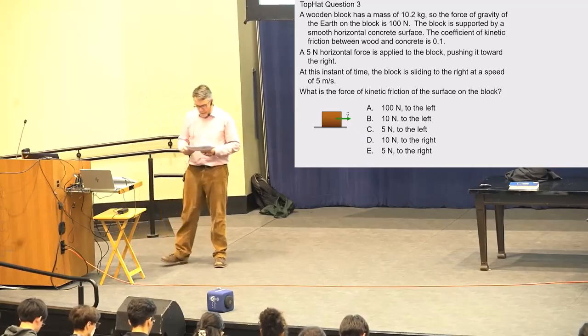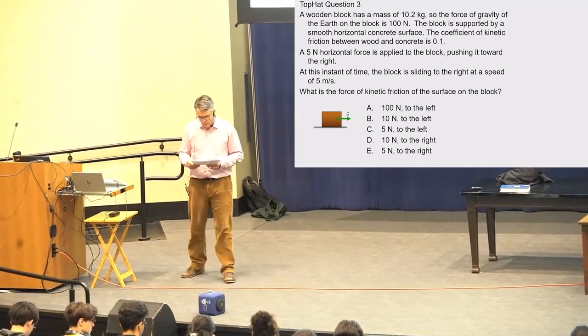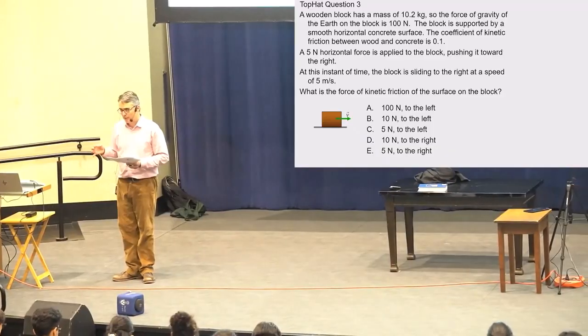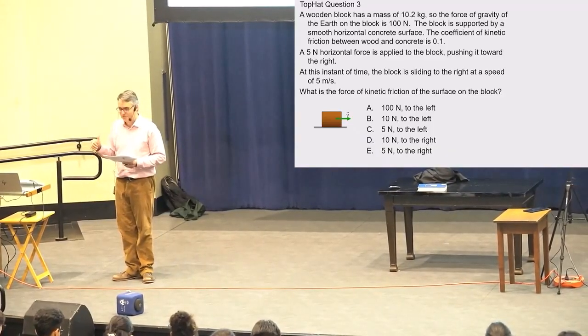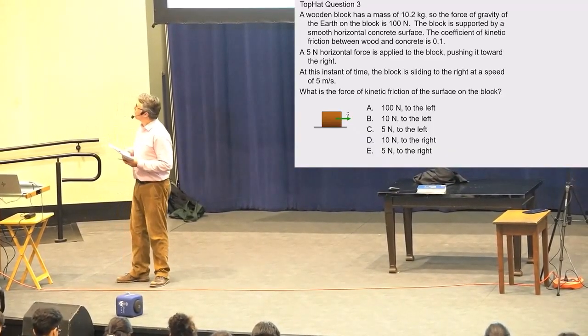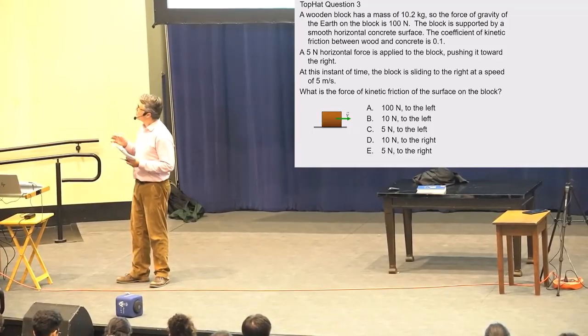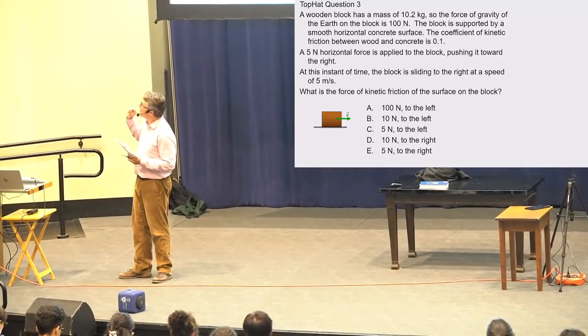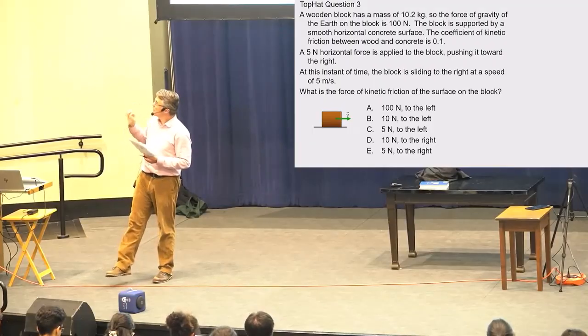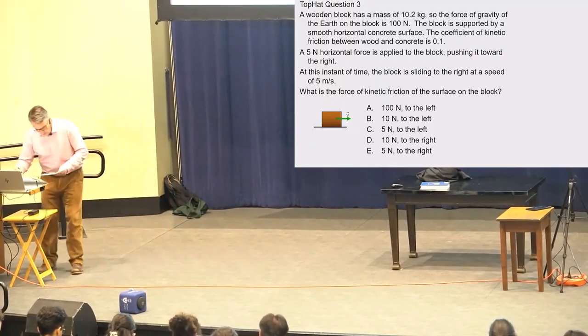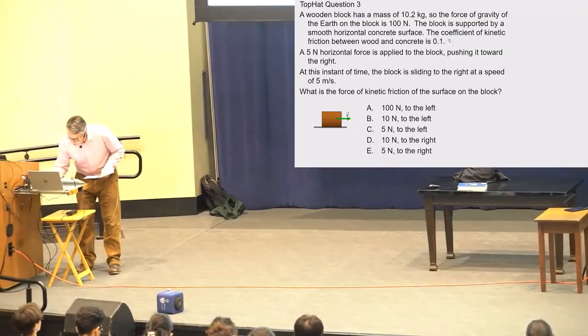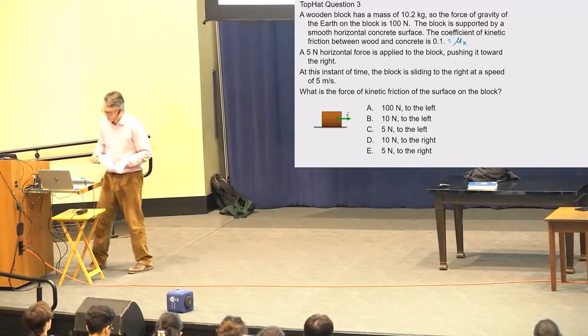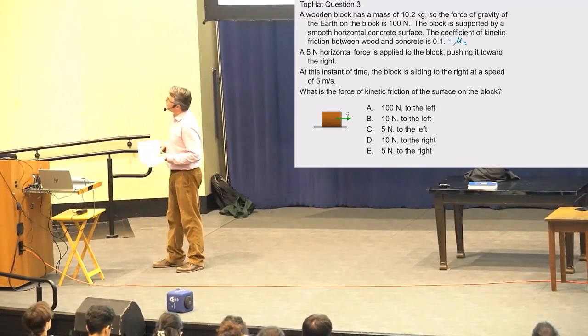So you have a wooden block, and it's got a mass of 10.2 kilograms. If you multiply that by 9.8, you get 100 newtons. So it's a 100 newton mass. The block is supported by a smooth horizontal concrete surface, and they give you that the coefficient of kinetic friction between the wood and the concrete is, by the way, the Greek letter mu, sub k.